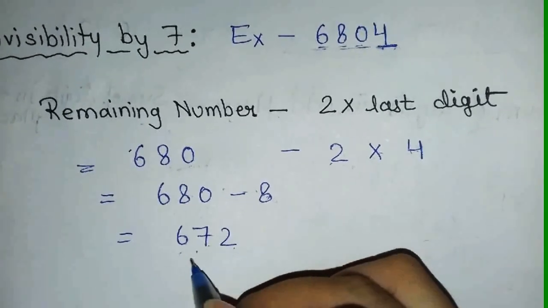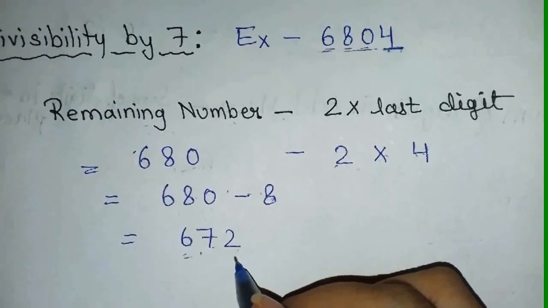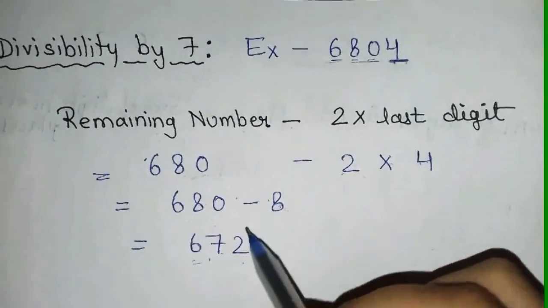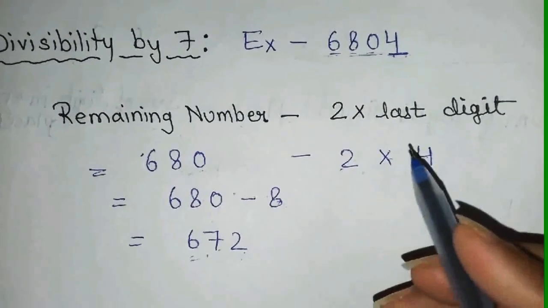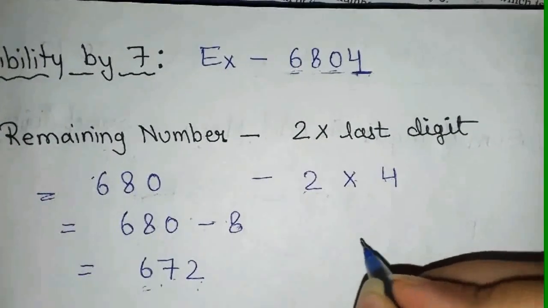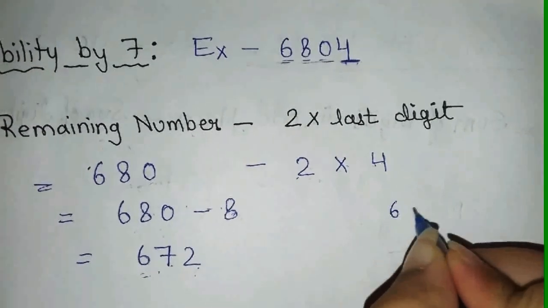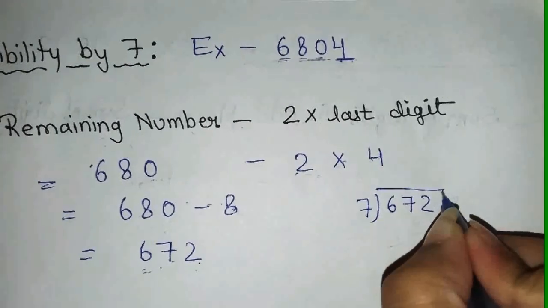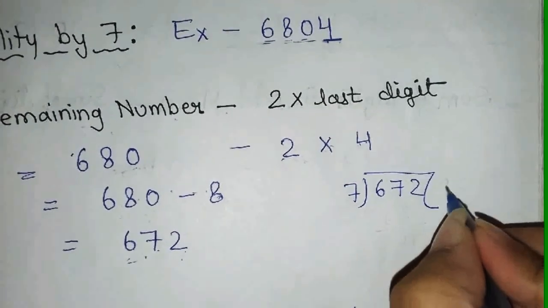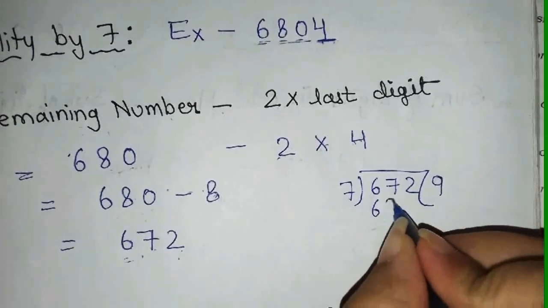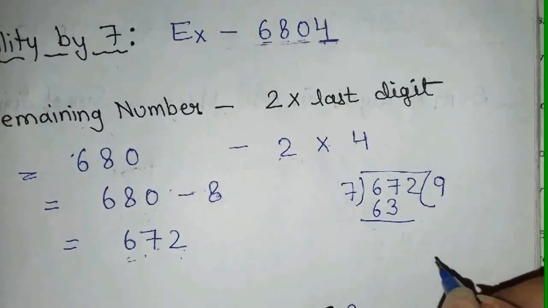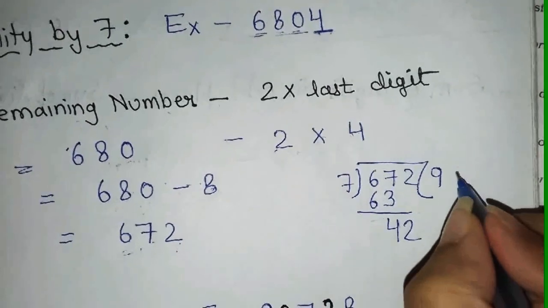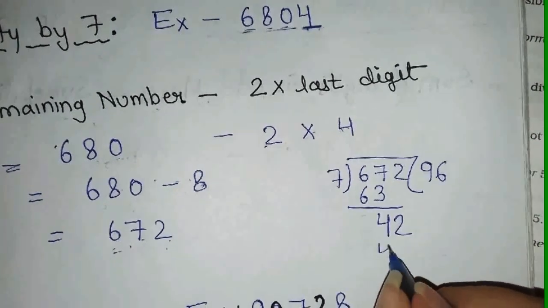680 minus 8 is equal to 672. If 672 is divisible by 7, then the given number is also divisible by 7. So let's check whether 672 is divisible by 7 or not. Here 7 nines are 63, leaving 4. Next, 7 sixes are 42.